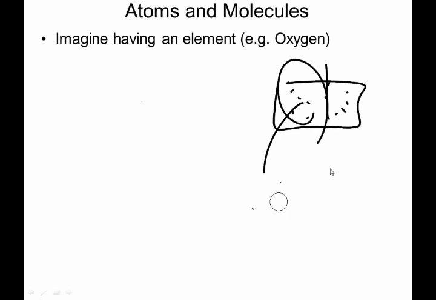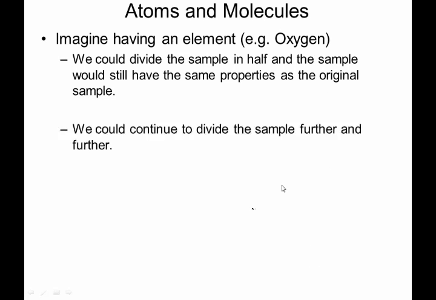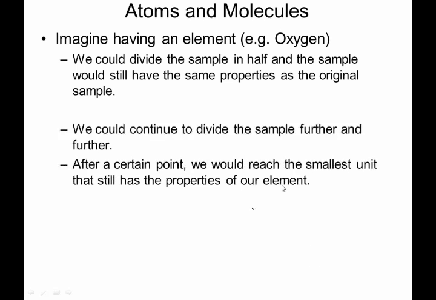If I cut it any more, I don't have oxygen anymore. I've changed what it is. At a certain point, we reach the smallest unit that still has the properties of our element. This is considered an atom of oxygen, so an oxygen atom. The smallest unit of any element is an atom. So these are the building blocks. And we'll actually talk about atoms in a lot of detail in Chapter 3.